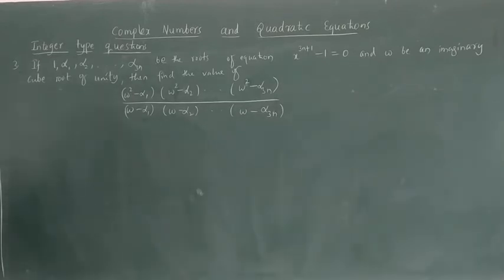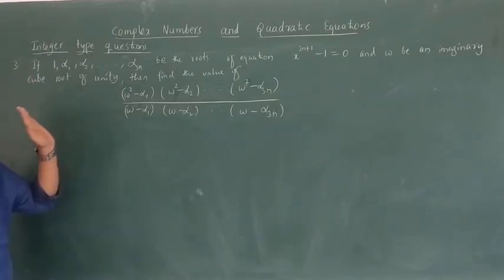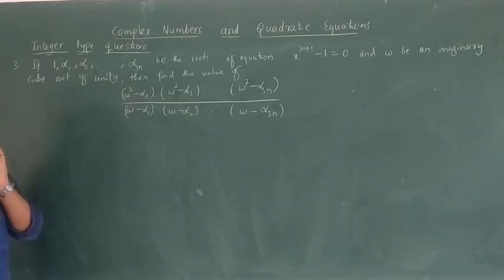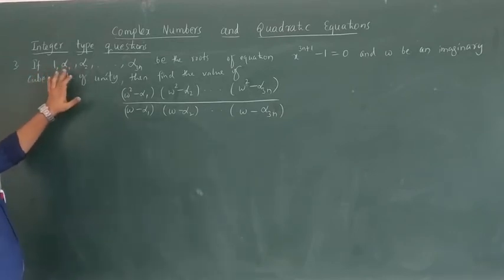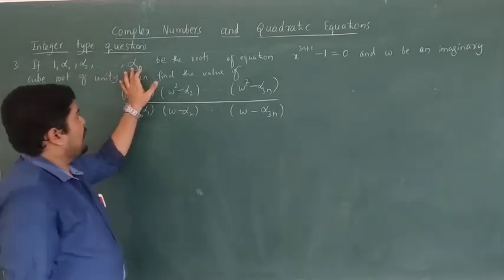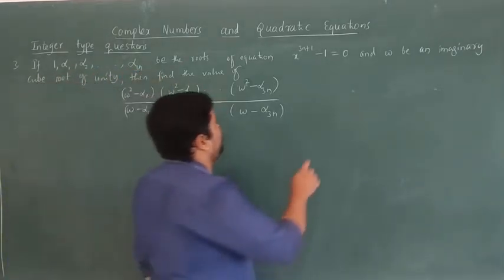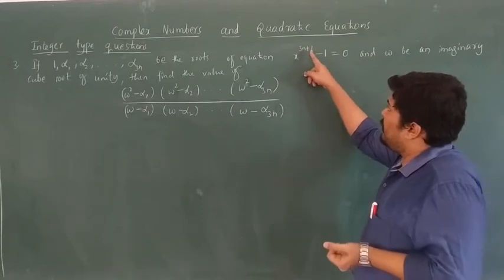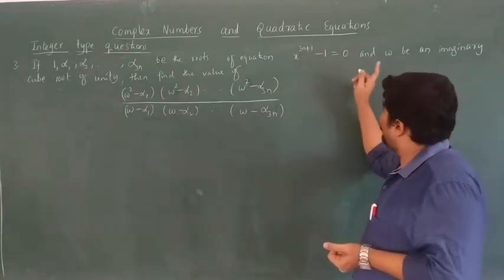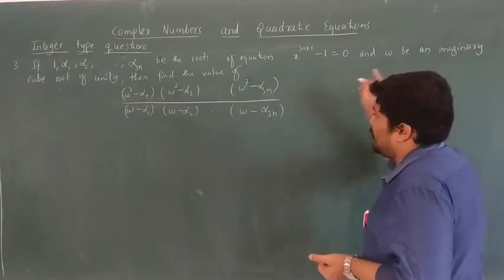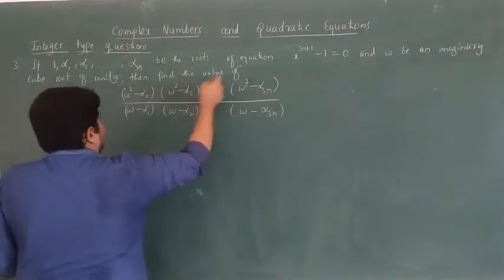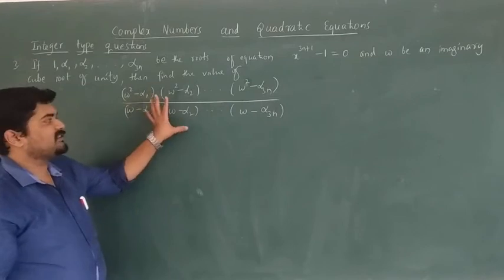Next problem. This one is the last problem under this heading as well as under the chapter complex numbers and quadratic equations. Let me try to explain this one properly for you. First of all, if 1, alpha 1, alpha 2 and so on up to alpha 3n are the roots of this equation, x power 3n plus 1 minus 1 equal to 0, and omega is an imaginary cube root of unity, then your task is to find the value of this rational expression.